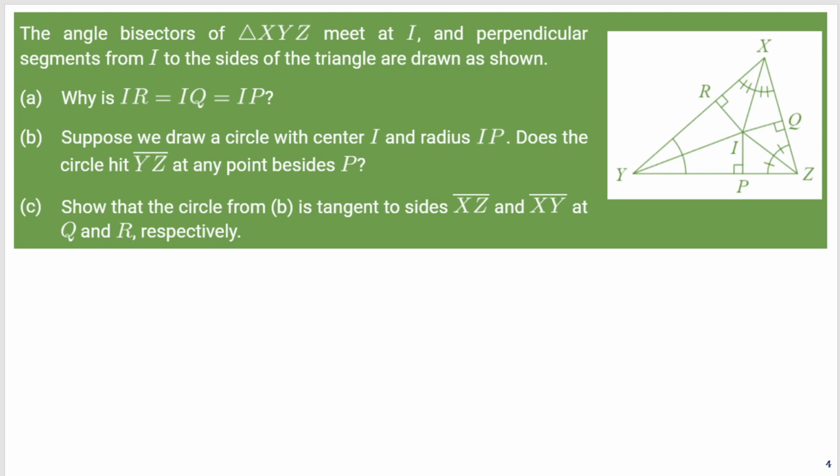Okay, let's have a look at the solution together. The first one is very straightforward, right? Because that's the point of intersection of angle bisectors, and we know that any point on the angle bisectors is equidistant to both sides of it.